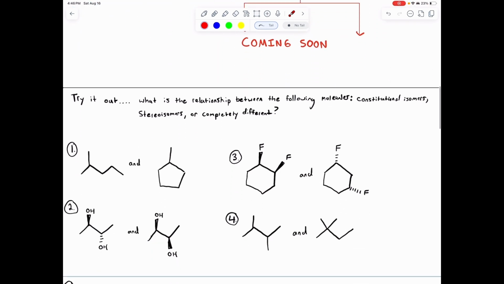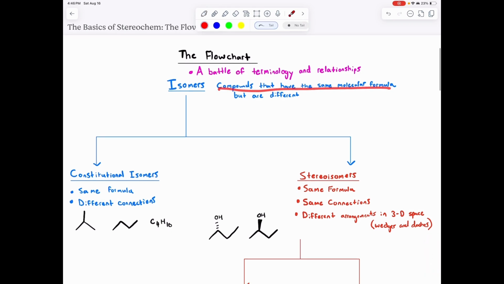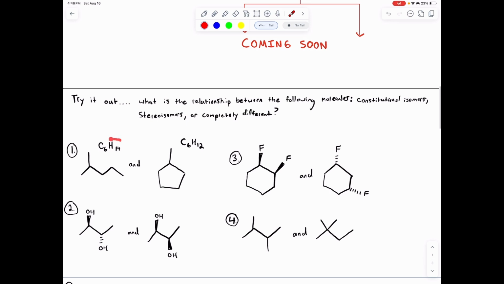If you calculated and counted the molecular formulas for these two compounds, this one over here has C6H14. I highly recommend that you check me on that, okay? The one over on the right has the formula C6H12. This is how professors will be extraordinarily sneaky. So with the flowchart, we want to first check if our compounds have the same molecular formula. Well, unfortunately, these two compounds do not have the same molecular formula.